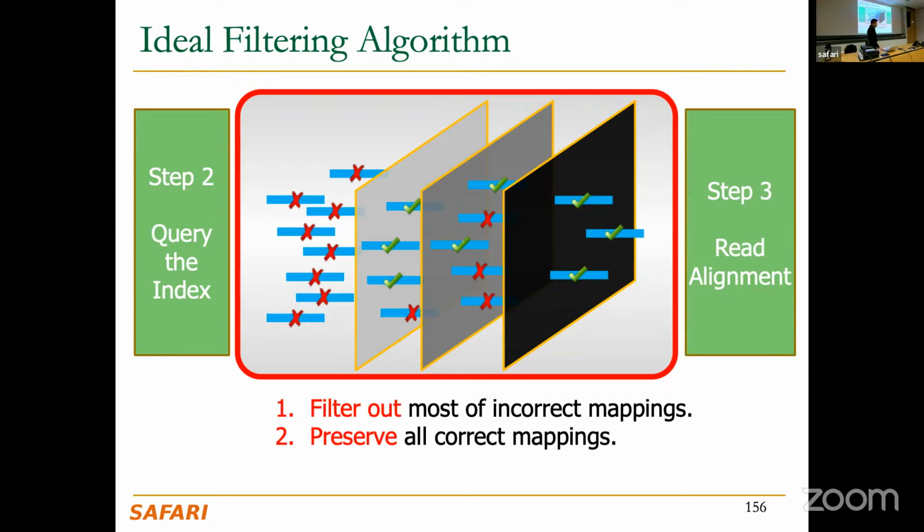And basically, by doing so, we'll preserve all the correct mappings. Of course, this is an additional step here, right? So the idea is that since this is an additional step, the combination of these three steps should still be faster than performing these two steps. And this can only be done if you can do it quickly. And we have this paper called Gatekeeper.